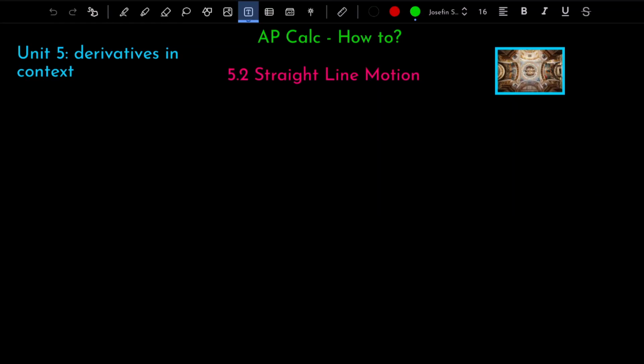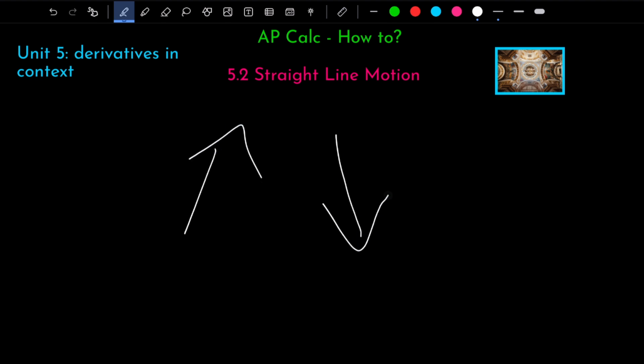Welcome to Calculus Universalis. In this lesson, we're tackling one of the most tested topics in AP Calculus, motion in a straight line using derivatives. We'll break down how position, velocity, and acceleration are connected, and what it means when a particle is speeding up or slowing down. And then we'll walk through three key examples together.